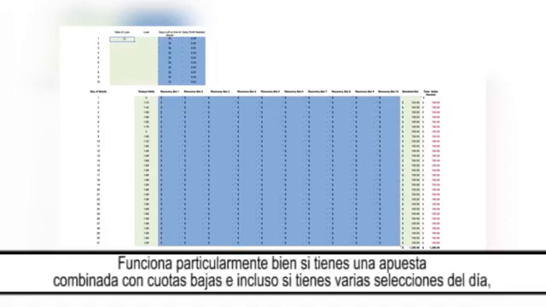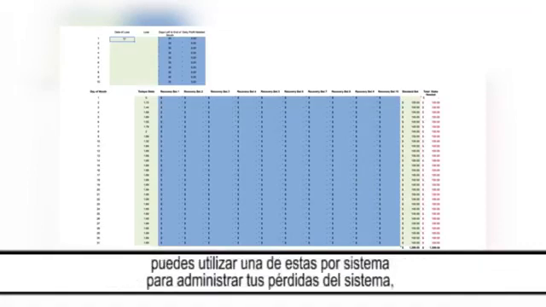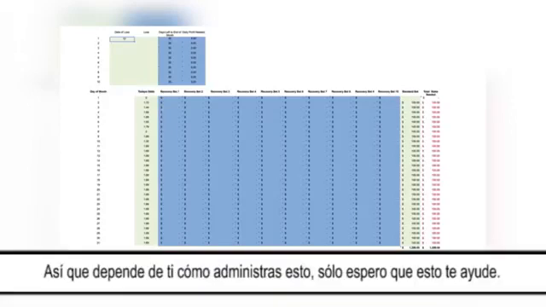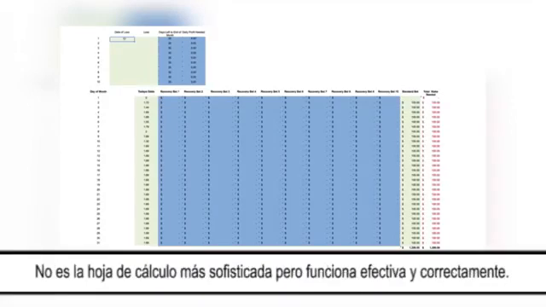It works particularly well if you've got low odds parlay systems, one pick of the day, or even if you've got multiple picks of the day, perhaps have one of these per system to manage your losses from the system's loss rather than in one big loss of the day. So it's up to you how you manage this, but this will hopefully help. It's not the slickest of spreadsheets, but it works effectively and accurately.